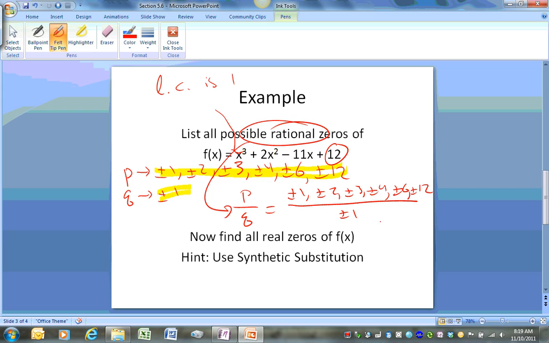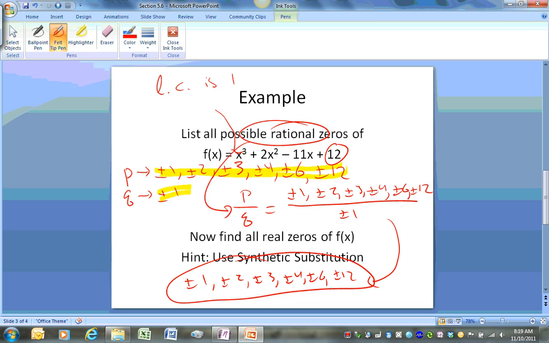Or plus or minus 1, plus or minus 2, plus or minus 3, plus or minus 4, plus or minus 6, plus or minus 12. So any one of these numbers here can be a zero, but doesn't have to be. They can be zeros, but doesn't have to be. That's what's meant by possible.